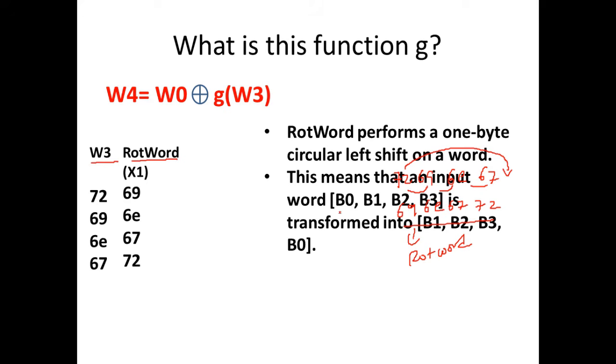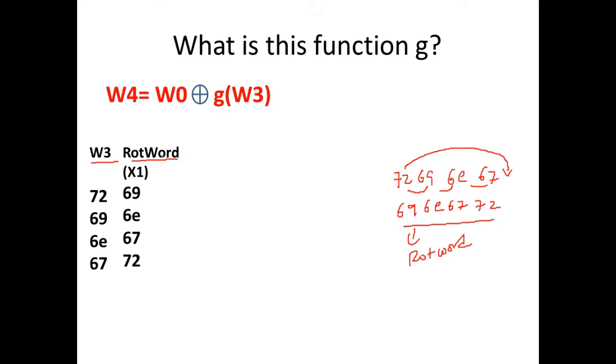So this means that if you have B0, B1, B2, B3, your output will be nothing but B1, B2, B3, B0 pushed to the end. I hope you have understood what is RotWord. The next step is we need to take this RotWord and then we need to find a SubWord.